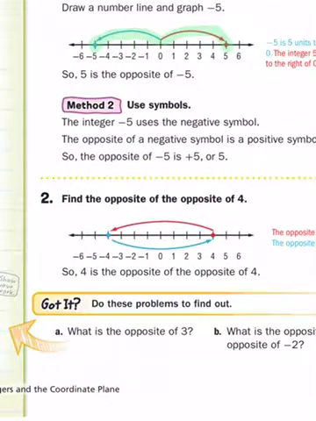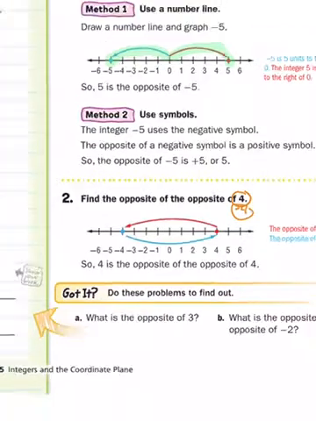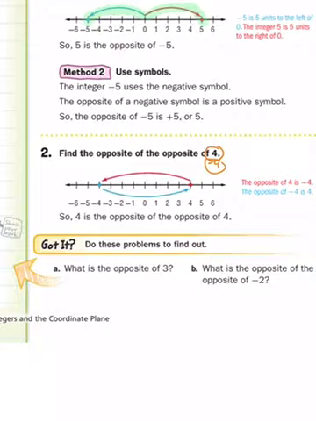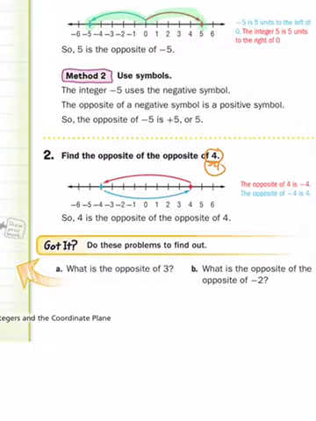In example 2, find the opposite of 4. Well, the opposite of 4 is -4. All right, think positive is the opposite of negative. So this is a pretty easy concept. So I want you to do A and B. Pause the video, restart it when you're done. Go.